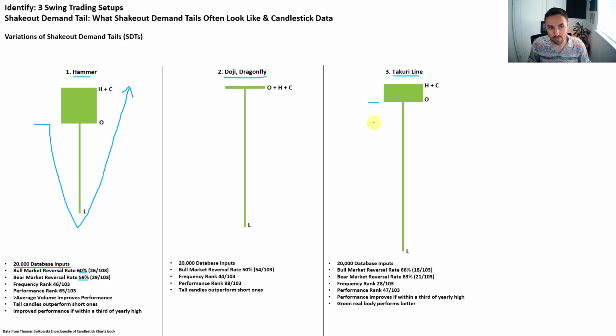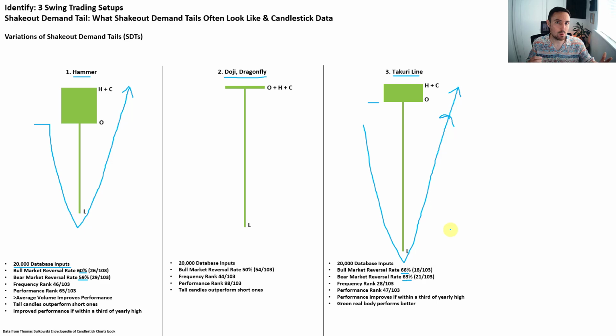Imagine here, you get the open here. Imagine if it goes down, puts in a big shakeout underneath, say the 50-day moving average, and then you get this really strong close. I should draw that high, shouldn't I? There you go. Gets this really strong close up here. Well, what do we see here? We can see the bull market reversal rate 66%, bear market reversal rate 63%.